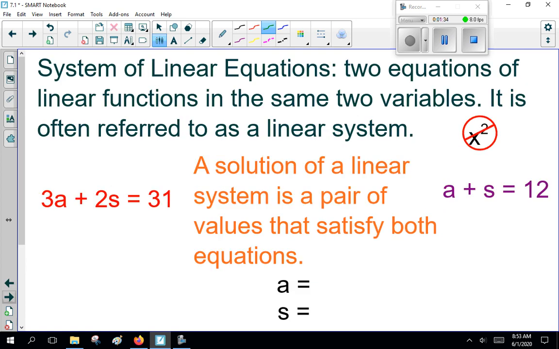So a system of linear equations, that is, we have 2 equations of linear functions in the same 2 variables. It's often referred to as a linear system. And I want to stress here, there's no x squares, no x cubes, no nothing. It's just x and y's, or in this case, a and s. So 3a plus 2s is 31. That was Felix. And Felix and what was the other young lady's name? Ellen.